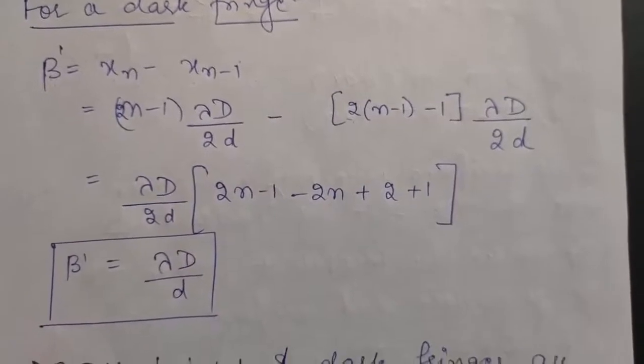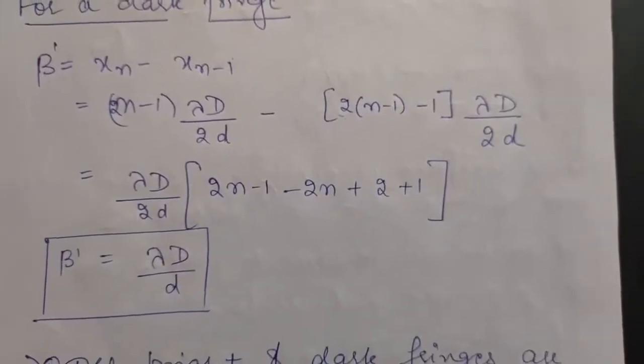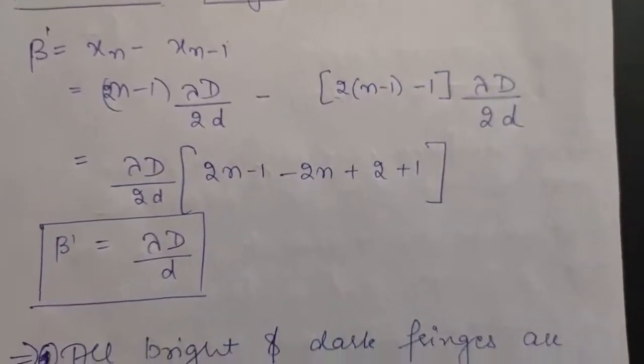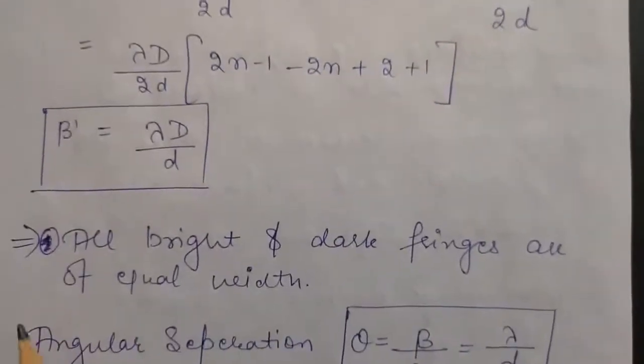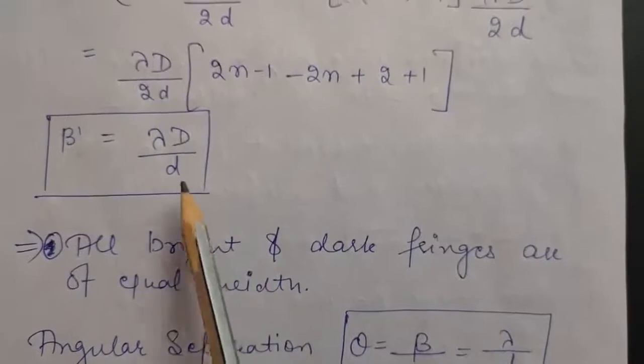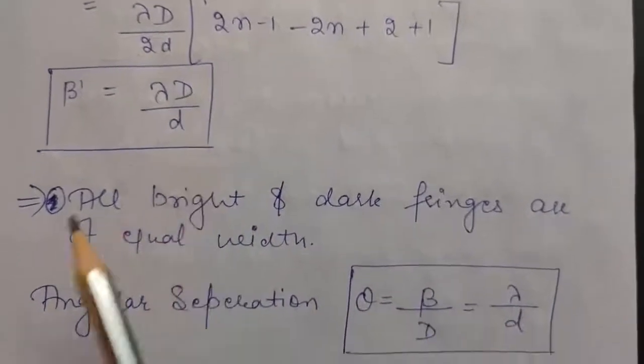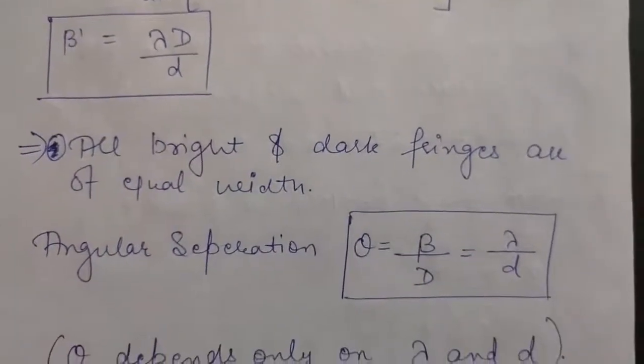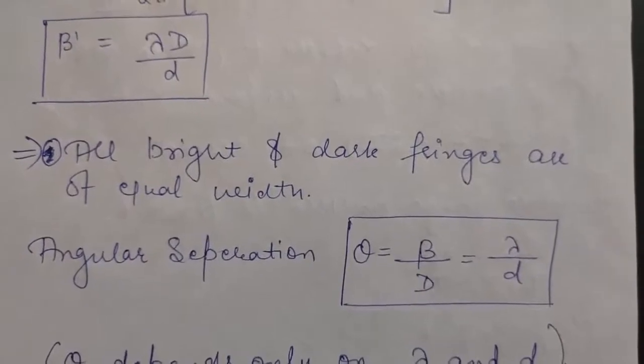As you can see, beta dash has come equal to beta only. So therefore you can conclude that all bright and all dark fringes are of equal width, which is lambda D by d. Okay. So now there is one more separation called angular separation.